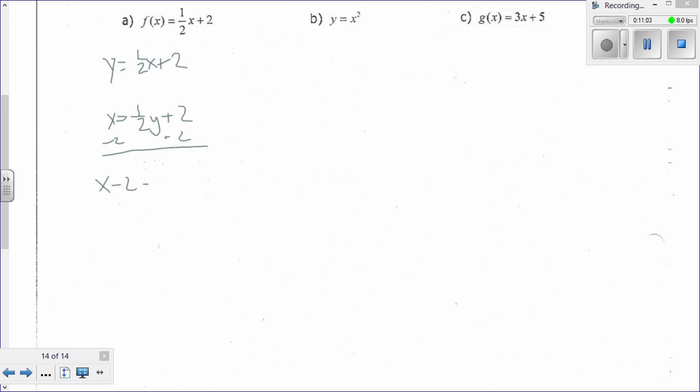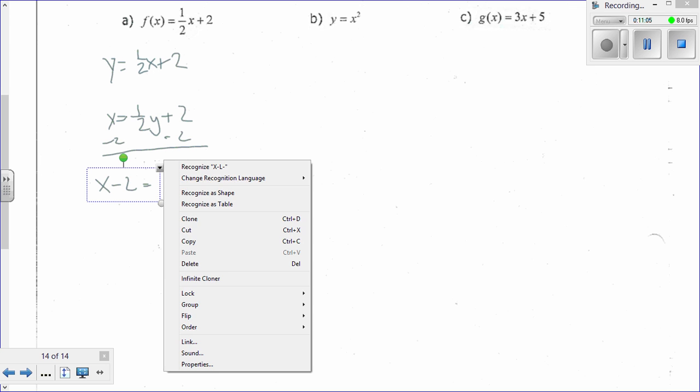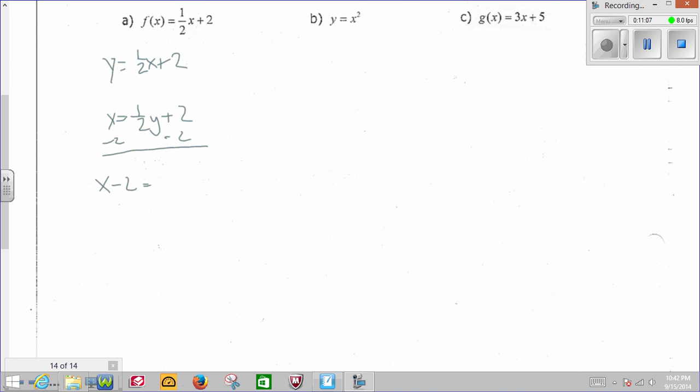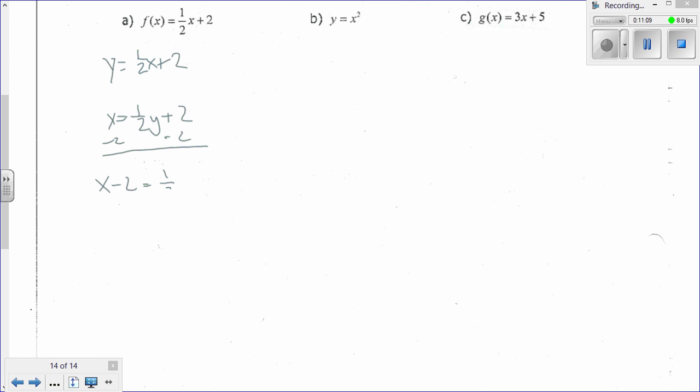So x minus 2 equals 1/2 y. And then in order to get rid of the 1/2 y, we need to multiply both sides by 2. So 2x minus 4 is equal to y. And if I put it into function notation, it'd be f negative 1. So my inverse of x is equal to 2x minus 4.